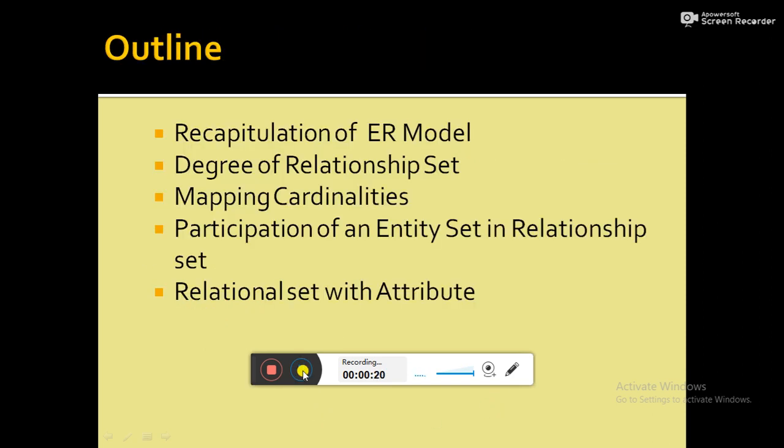In this lecture, I will recapitulate the entity relationship model, then I will discuss the degree of a relationship set, then mapping cardinalities, as well as the participation of an entity set in a relationship set, and then I will discuss how to add an attribute in a relationship set.